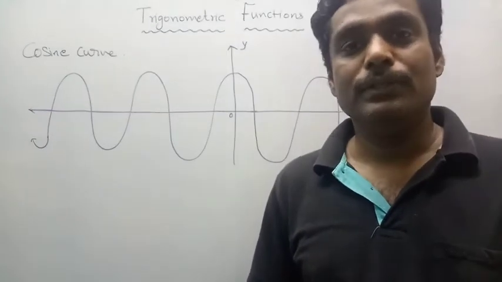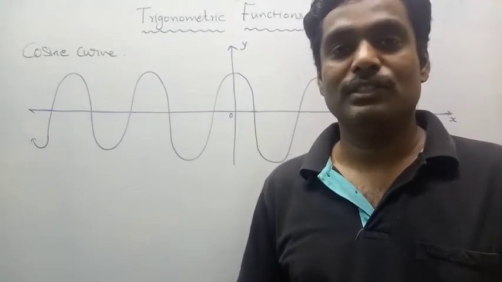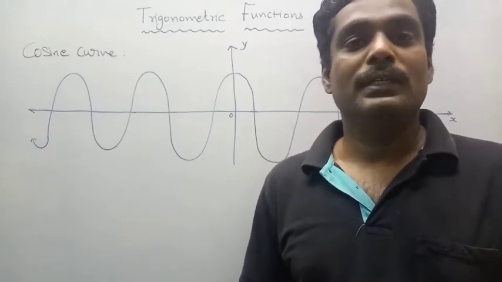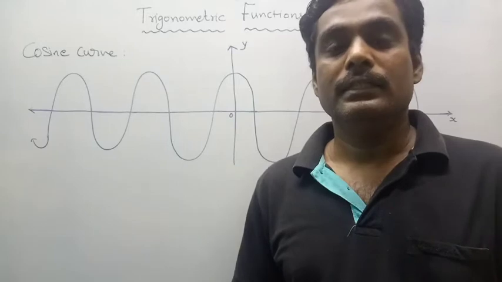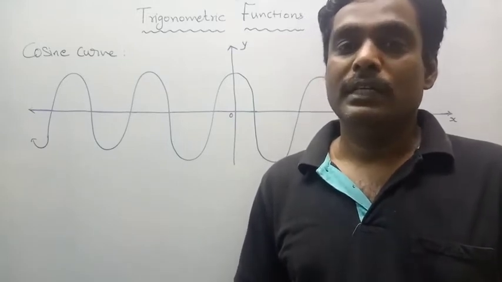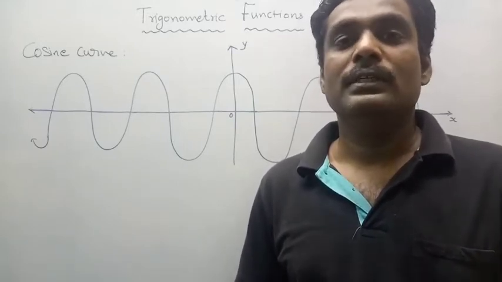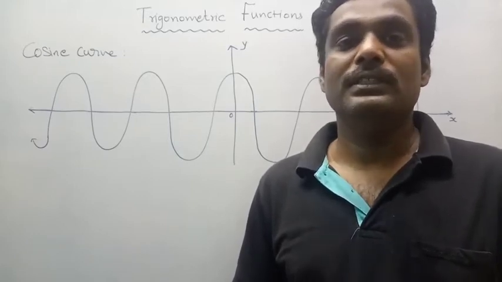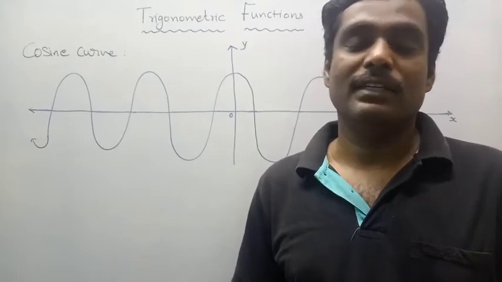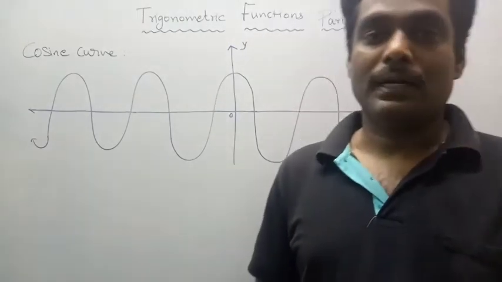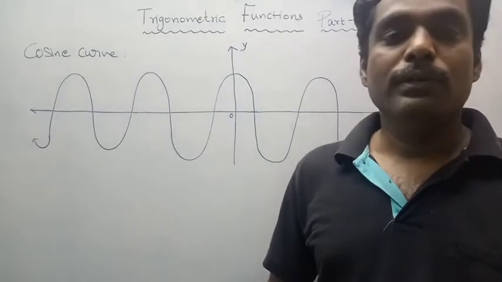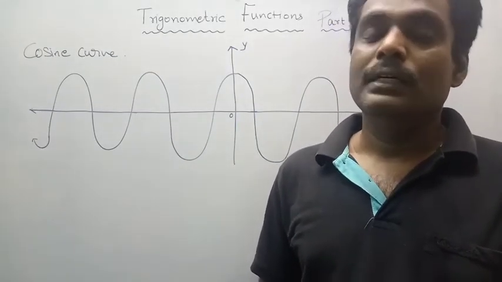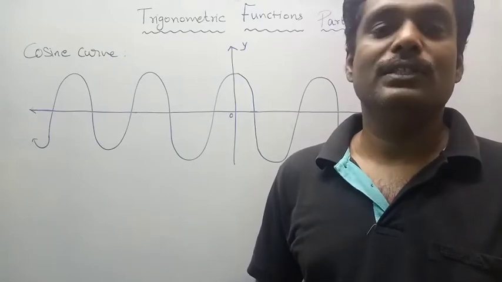Already in the part 1 video, we discussed the sine curve, its domain, range, amplitude, period, properties, etc. And in the same video, we discussed the reciprocal of sine, the cosecant curve, and the inverse of sine and the inverse of cosecant, their domain, range, curve, structure, etc. In this part, part 2, we are going to discuss the cosine curve, its reciprocal the secant curve, the inverse of cosine and the inverse of secant.